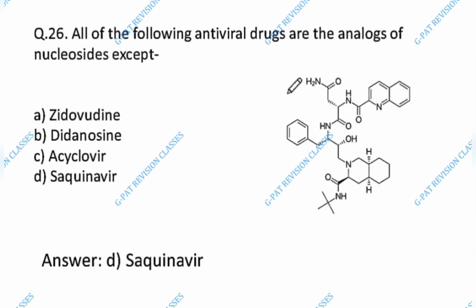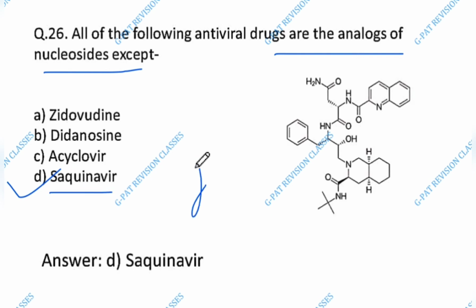Next is question number 26. All of the following antiviral drugs are analogs of nucleosides except: the answer is D, Saquinavir.